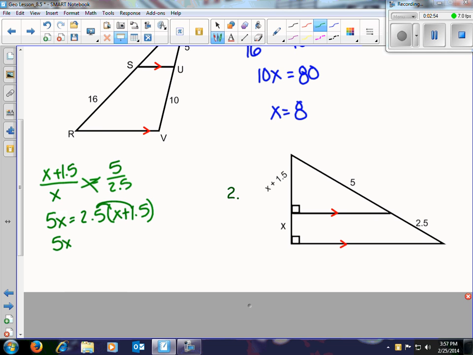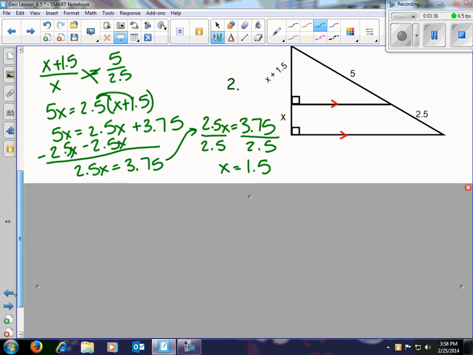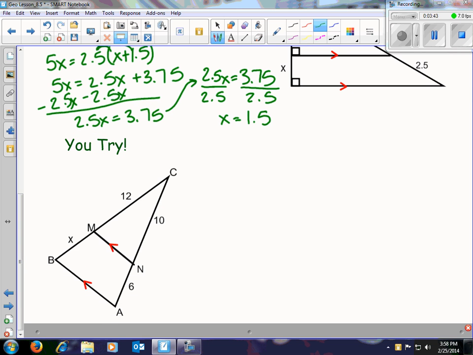So I have 5x is equal to 2.5x plus 3.75. Now I subtract 2.5x from both sides. So I am left with 2.5x is equal to 3.75. I just copied this over to here. So I divide by 2.5 on both sides. So I get x is equal to 1.5. Alright, now your next example I want you to do and then bring it to class so I can check it to make sure that you are on the right track.